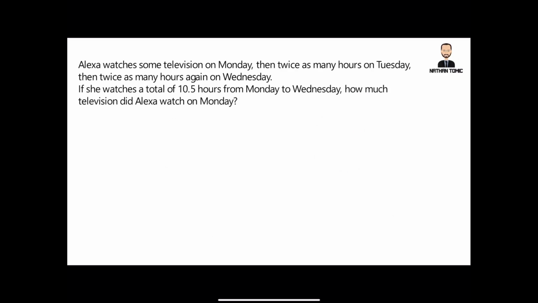Let's have a look at one more. Alexa watches some television on Monday, then twice as many hours on Tuesday, and then twice as many hours again on Wednesday. If she watches a total of 10.5 hours from Monday to Wednesday, how much television did Alexa watch on Monday? So again, the most important part of this is to really think about the question. We don't know how much television she watched on Monday. That's our starting point. So T equals television, I'll just write TV, on Monday.